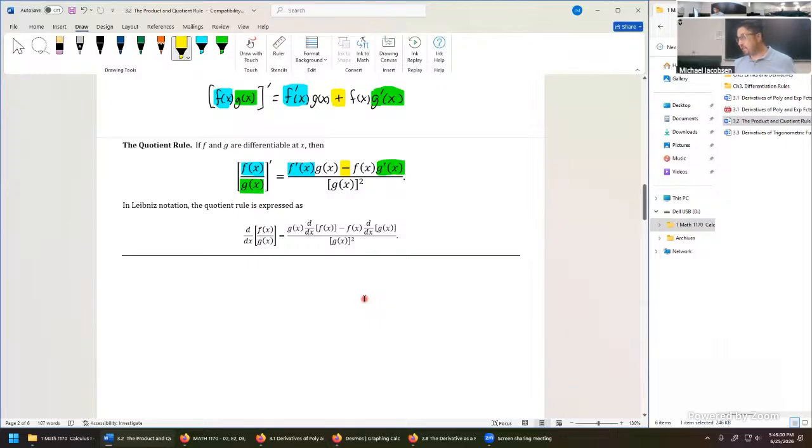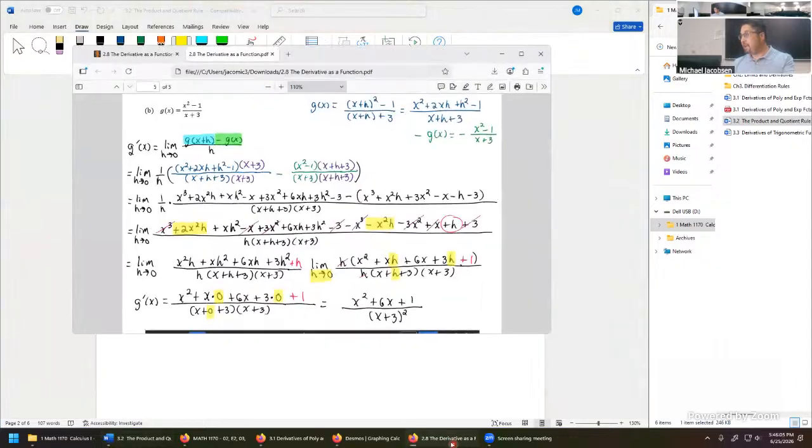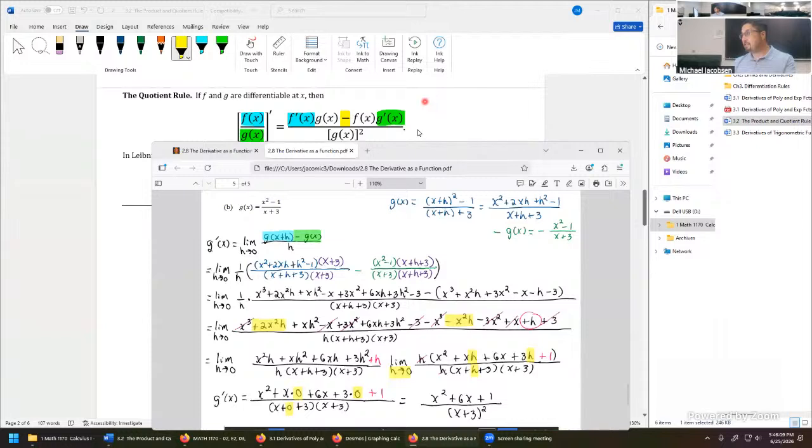Okay, and I thought a fun one to illustrate the power of this quotient rule would be back in section 2.8, where we took some painstaking effort to differentiate x squared minus 1 divided by x plus 3 using the definition of the derivative, which meant we were using the limit as h goes to 0 of that difference quotient, g at x plus h minus g of x divided by h.